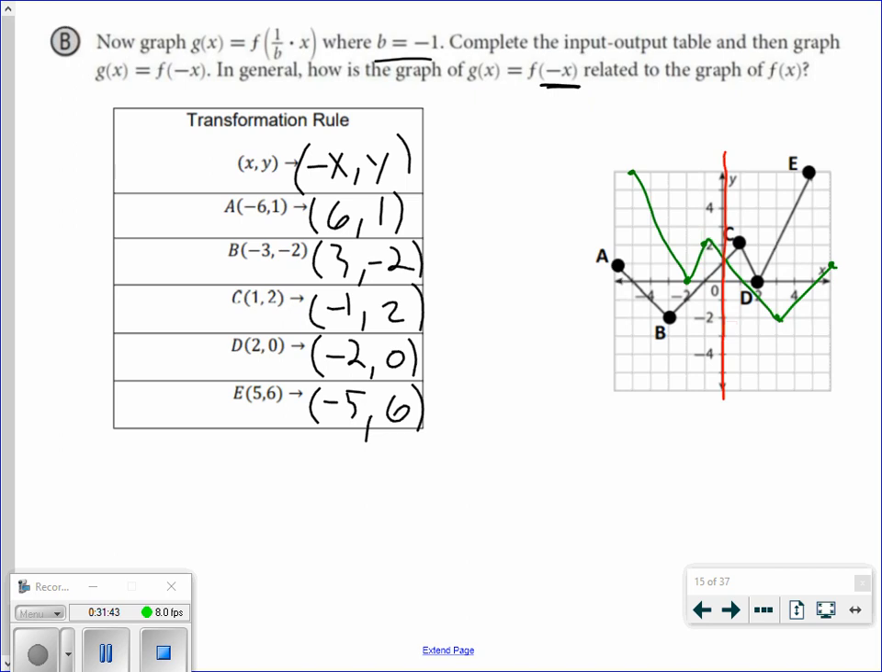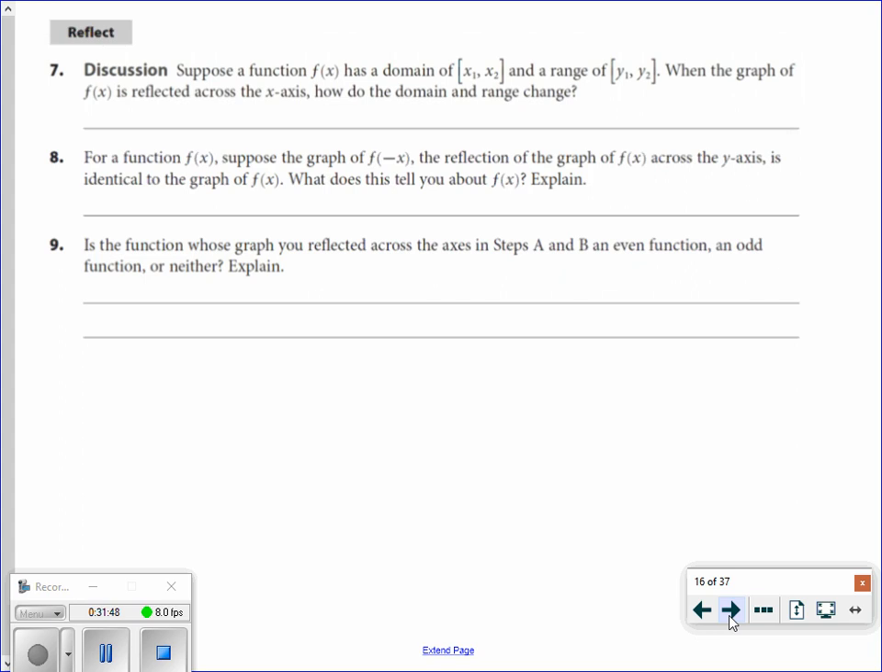All right. So here we have some more discussion problems. Suppose a function f of x has a domain of x1, x2, and a range of y1, y2. When the graph of f of x is reflected across the x-axis, how do the domain and range change? Really for 7, 8, and 9, what I want you guys to do is pause the video, think about it for a bit, kind of try to understand all this stuff, and I'll come back and give you the answers in a bit.